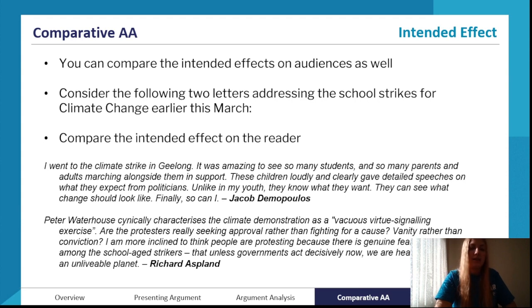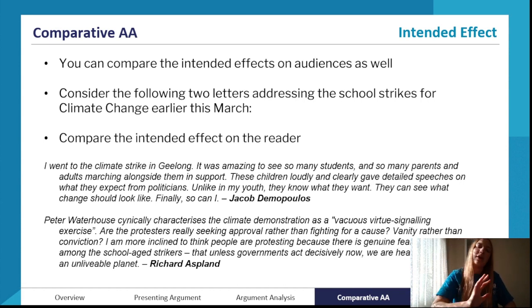And Aspland says Peter Waterhouse cynically characterizes the climate demonstration as a vacuous virtue signaling exercise. Vacuous meaning pointless. Are the protesters really seeking approval rather than fighting for a cause? Vanity rather than conviction? I am more inclined to think people are protesting because there is genuine fear, especially amongst the school-age strikers, that unless governments act decisively now, we are heading towards an unlivable planet, as planned.